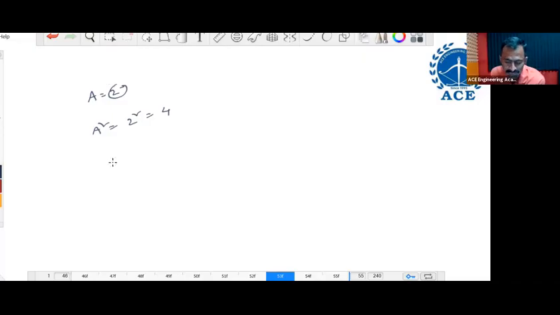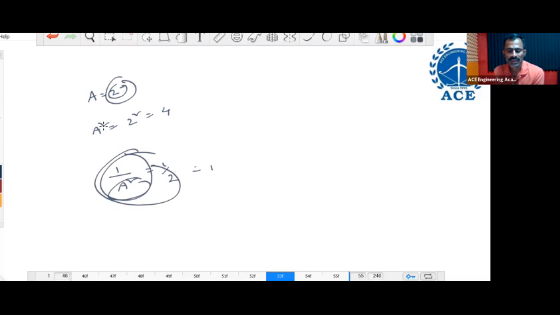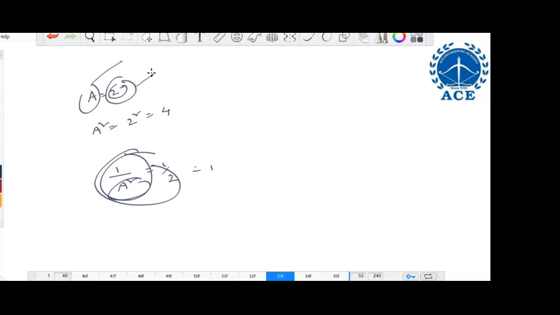If you divide, suppose you take 1 by a square, that is 1 by 2 square, 1 by 4, which is not more than 2. So this is not maximum. It is minimum only. As the denominator increases, this becomes minimum only. If this is increasing, then this also increases. That is the maximum.